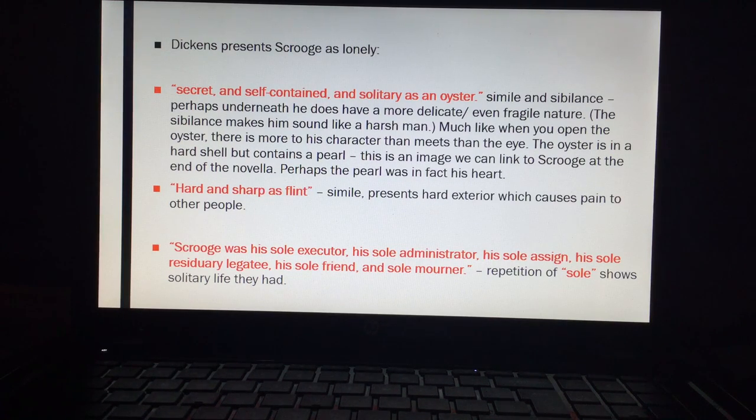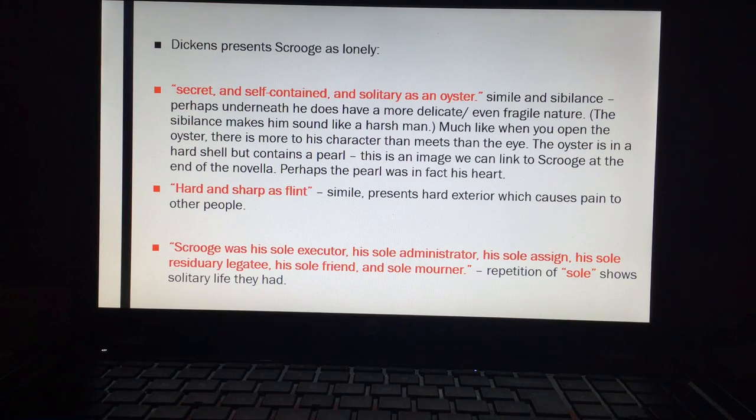Another quotation we might remember, but it's a long one, so let's be realistic here. Scrooge was his sole executor, his sole administrator, his sole assign, his sole residuary legatee, his sole friend and sole mourner. Now, if you remember the single word sole and talk about how it's repeated, that's very good. If you can remember some of that line, that's brilliant. Whatever's best in terms of your memory.